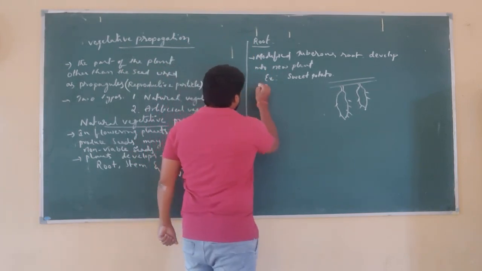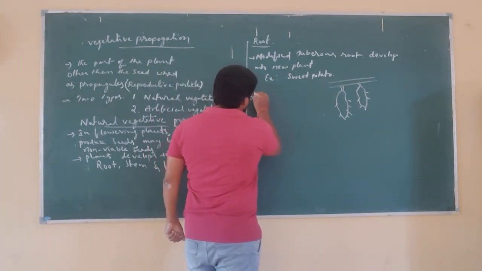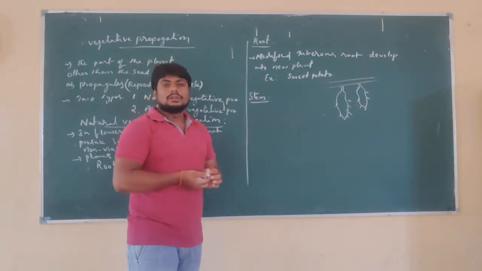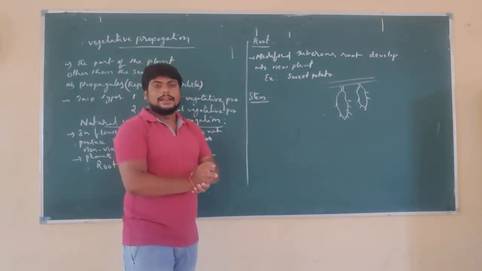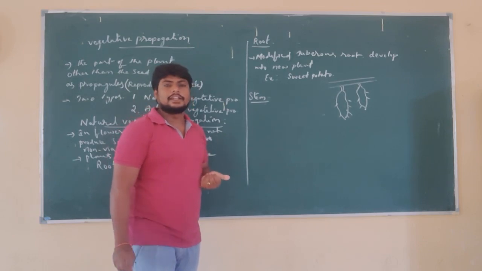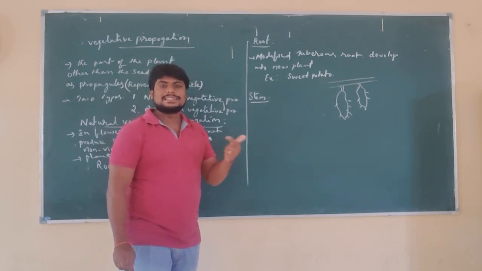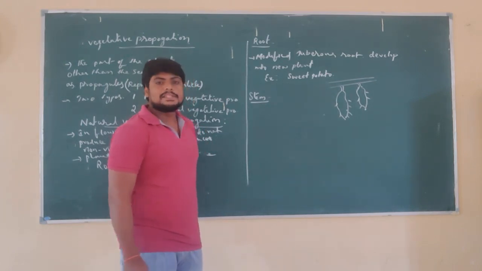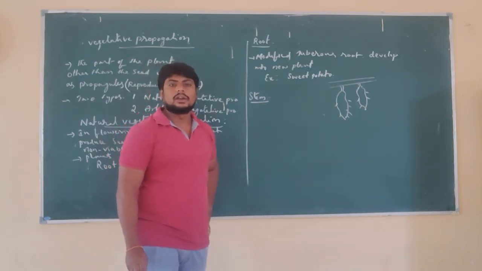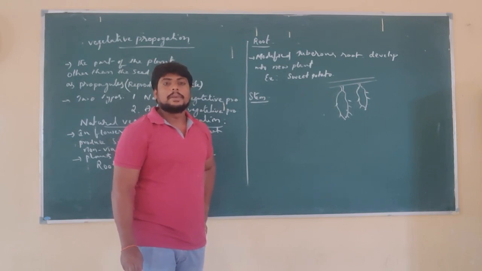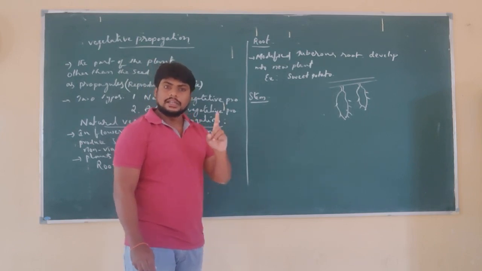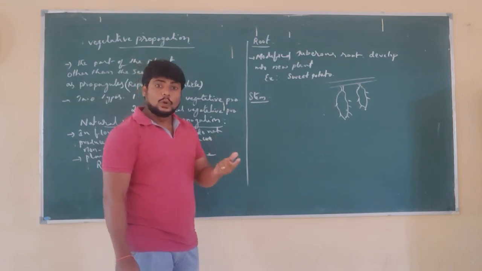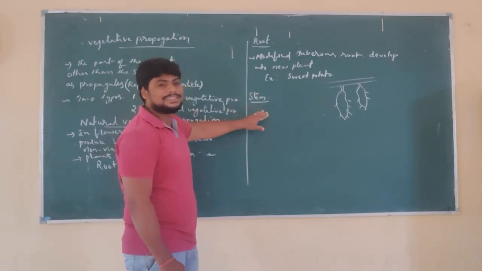Next, through the stem. Here, the stem of the plants. How can you identify whether the plant part is a stem, a root or a leaf? This is based on the presence of nodes and internodes. On what basis? Presence of nodes and internodes helps us to know the plant part is a stem.